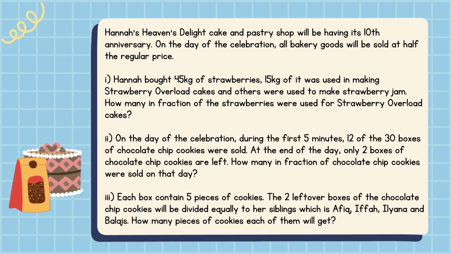And the third question is, each box contains 5 pieces of cookies. The 2 leftover boxes of chocolate chip cookies will be divided equally among her siblings, which are AFIQ, IFFAH, ILYANA and Balqis. The question is, how many pieces of cookies will each of them get?